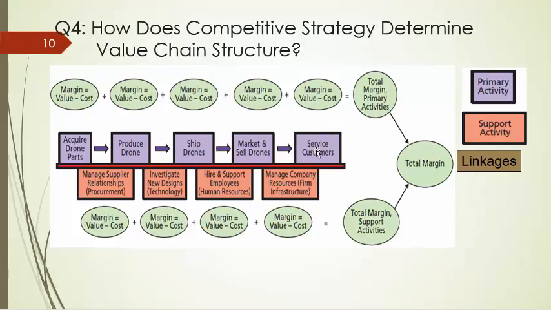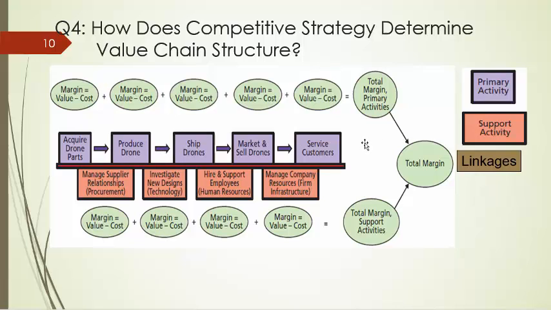Now, each of these activities requires a supporting activity, as you can see here. Right? At each stage in this value chain, you have a margin, which is the value minus the cost. You would hope that the value is going to be always greater than the cost. So you're going to get that as well in terms of these supporting activities. And then you add those up, and that gives you your total margin. Now, we also have these linkages, and these linkages are interactions across your value activities.